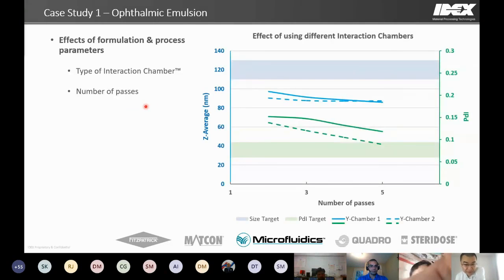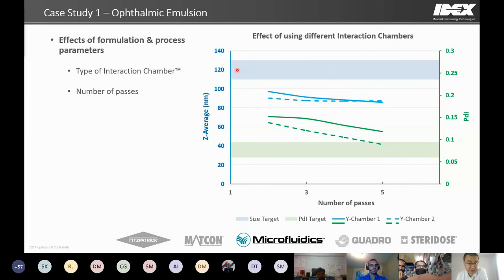So the first factor we'll look at is the selection of interaction chamber. Since we do have multiple options for both chamber types and size of the microchannels, as I mentioned before, the Y-type chamber is ideal for emulsions. So we'll look at the effects from two different Y-type chambers. The difference between the two chambers is that they have different sizes of microchannels, which means they generate different shear rates at different pressures. You can see from the processing results shown in this graph here.